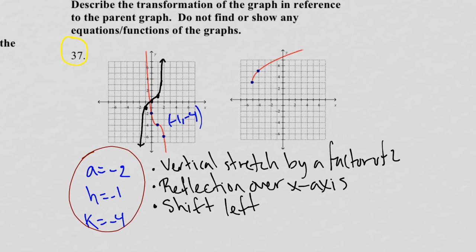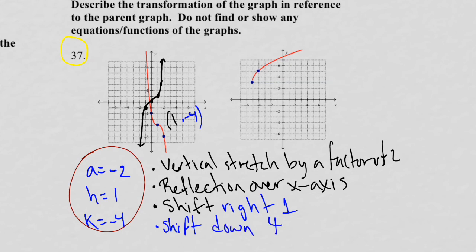H is not -1. I got that wrong. Hopefully you guys caught that when I wrote it down. H is +1, right? I just plotted that point incorrectly. It's 1, -4, not -1, -4. So that changes. It's not a shift to the left, it's a shift to the right. Right 1. And that makes more sense, right? You can look at the graph. It did not move left, it moved to the right. And finally, the k equals -4, that one is correct, is a shift down. A translation, really, 4 units. And that is the transformation.